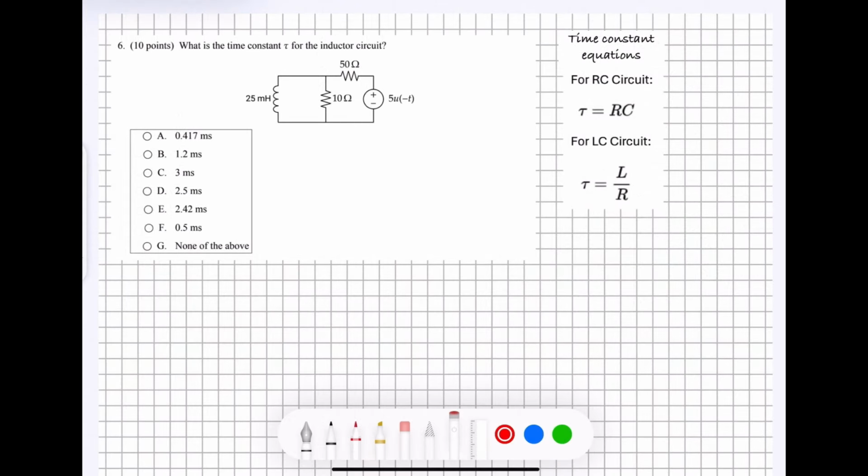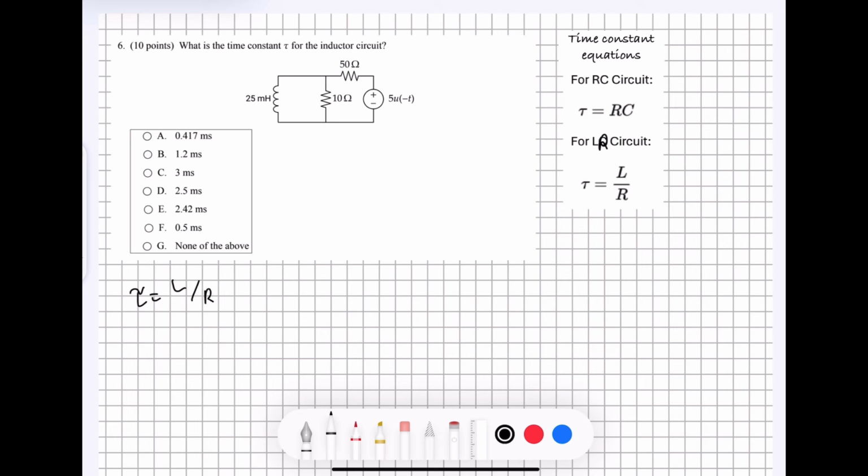Question number 6 asks, what is the time constant tau for the inductor circuit? In order to solve this problem, we need to remember our time constant equations. For an RC circuit, tau is equal to R times C. For an LR circuit, tau is equal to L divided by R. So because we're dealing with an inductor circuit right now, we're going to use the equation for an LR circuit, and we're going to have tau is equal to L divided by R.